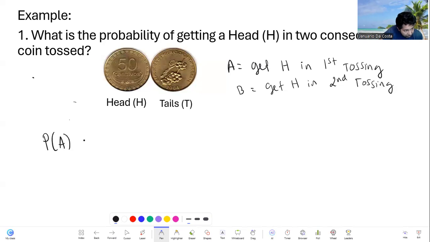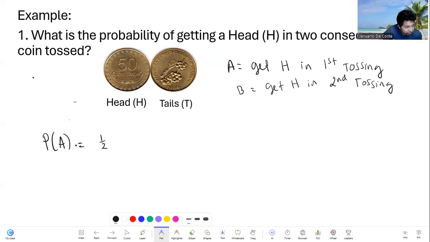Probability of getting a head when tossing a coin. What is the probability? It's simple. What is the probability of getting a head in the first toss when tossing a coin? 50%. It's just one out of two probability. It's simply just 1 out of 2.